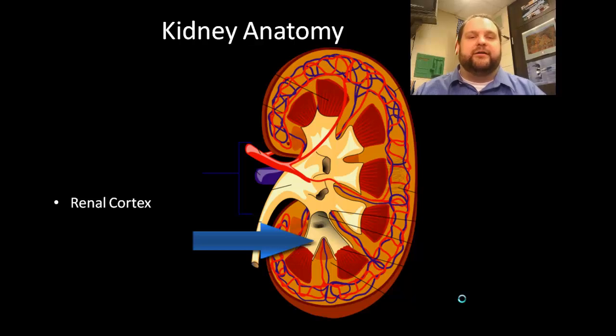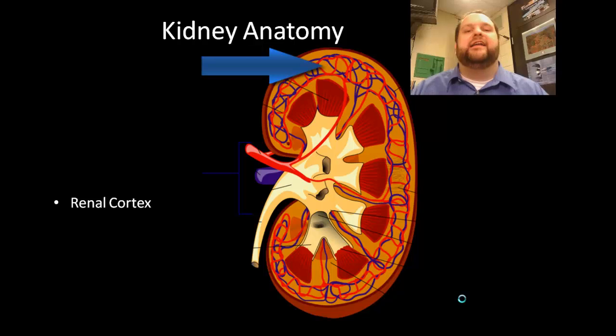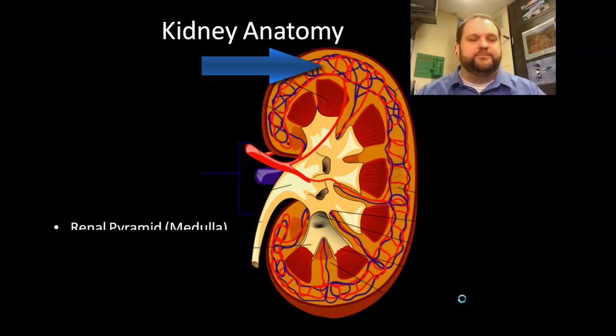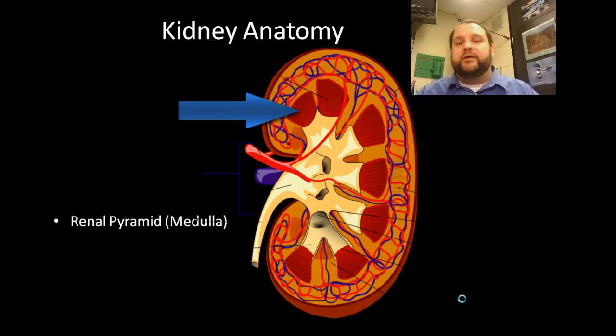We talked a little bit about the major region that filters the blood, which is this region on the outside. This is called the renal cortex. So the renal cortex is located right here. Also, we have these renal pyramids. You can see them pretty clearly here. They're colored like a dark maroon red. These are the renal pyramids. They're also called the medulla region. So there's the cortex and the medulla.